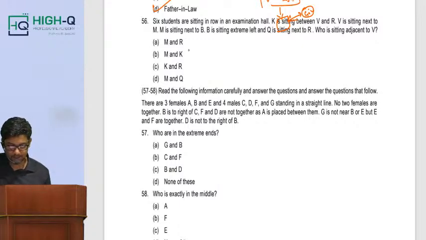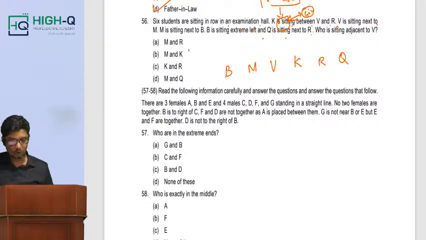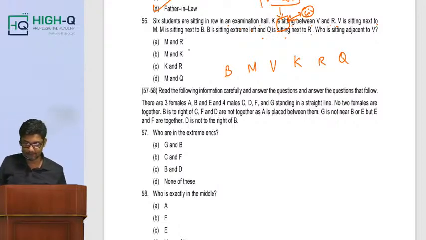Now look at this. 6 students are sitting in a row in an examination hall. K is sitting between V and R. V is sitting next to M. M is sitting next to B. B is sitting extreme left. And Q is sitting next to R. Who is sitting adjacent to V? Of course, M and K.